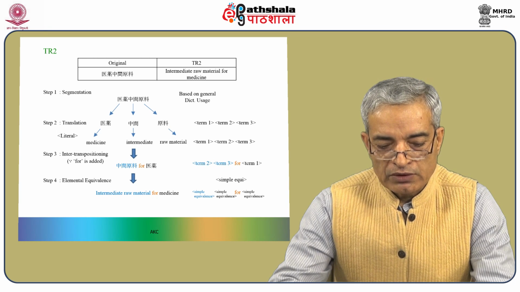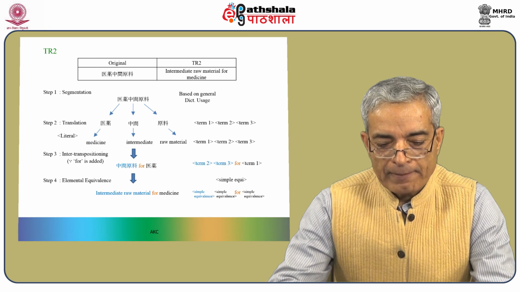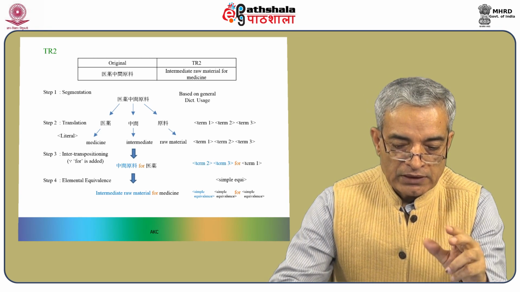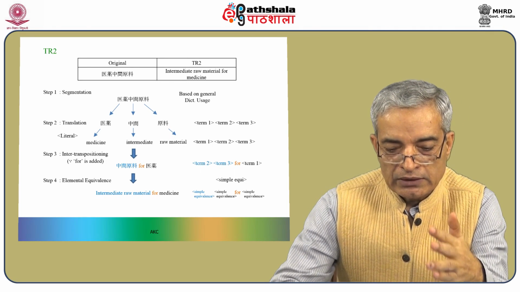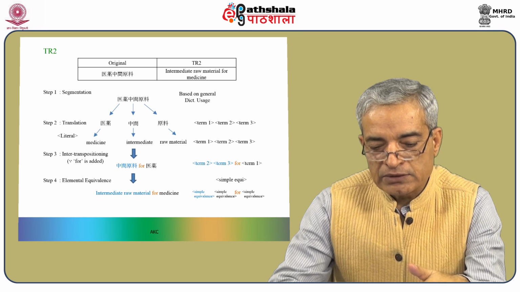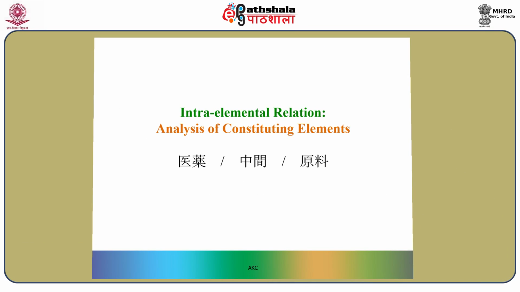Here also the first part is simple equivalence. Then the next with the simple equivalence is repeated here, it is once only. Then next is for, and again simple equivalence. Now intra-elemental relation, let's do the analysis of the constituting elements.